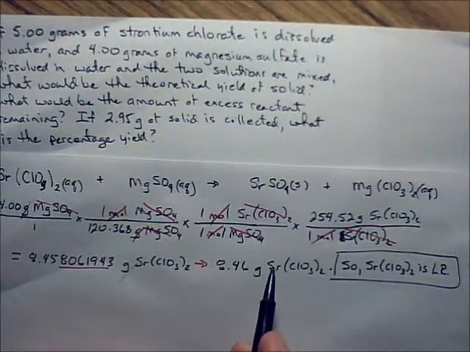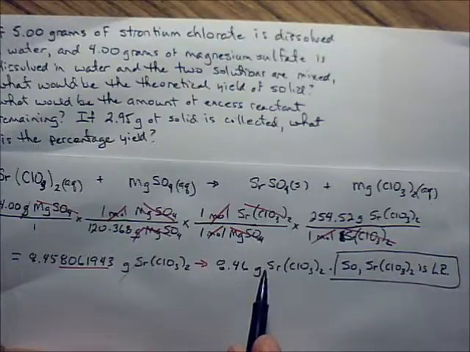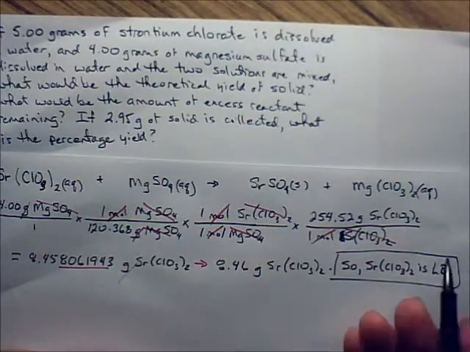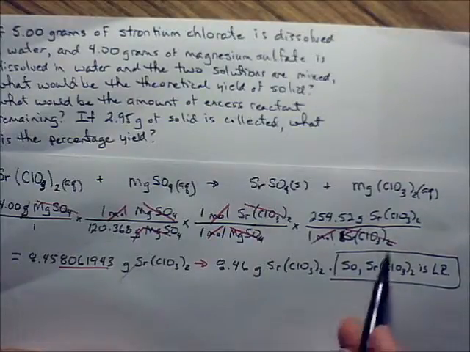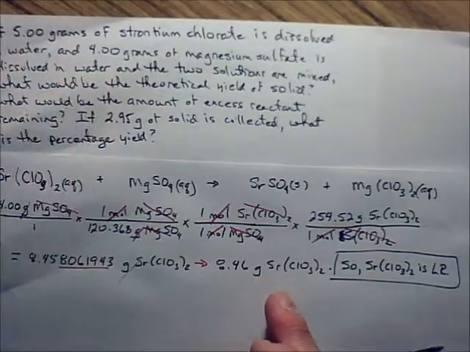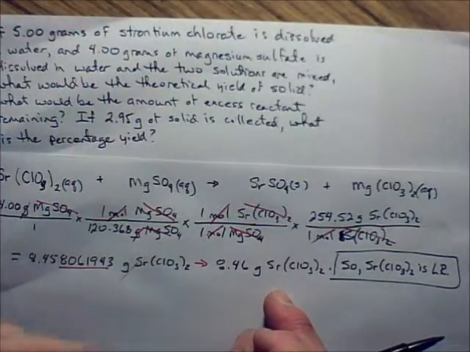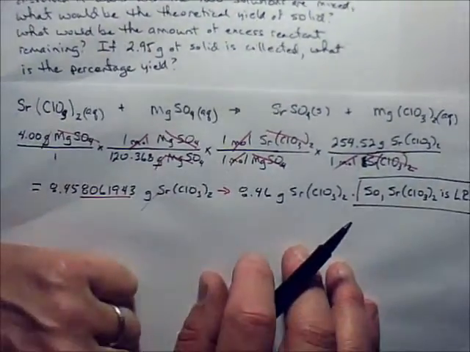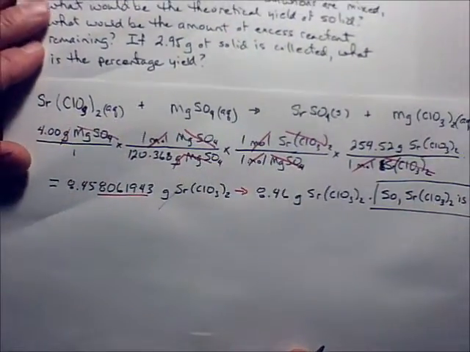Yes, ma'am? No, you don't have to do stoichiometry twice. If what you calculate turns out to be an amount that's less than what you're given, that's the excess. It means the other reactant is the limiting. You don't have to. You've identified it either way. Okay. All right, then let's see.